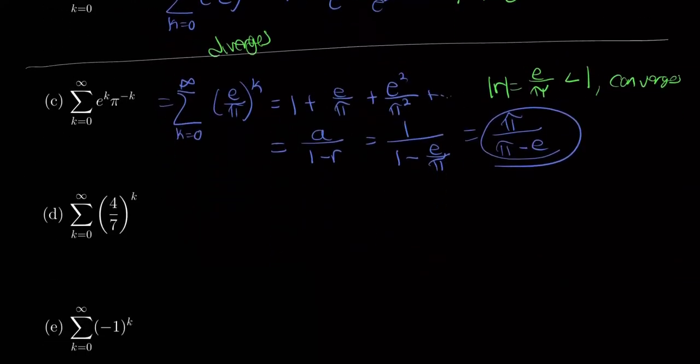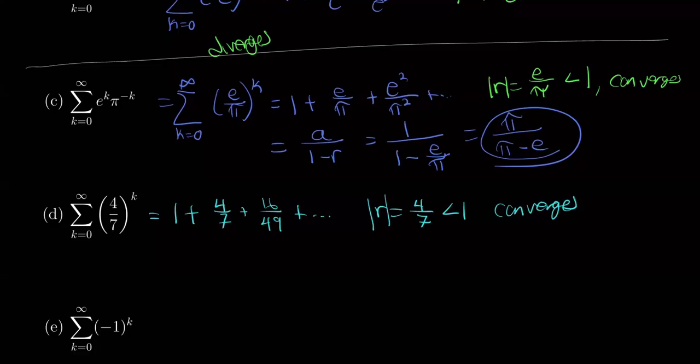Cool. Same thing. The next one, start plugging in some numbers. If I plugged in 0, I got 1. And then I plug in 1. And then I plug in 2. Sorry, 7 squared is 49, etc. My R in this case is 4/7, which means the absolute value of R is 4/7, which is less than 1, which means it converges.